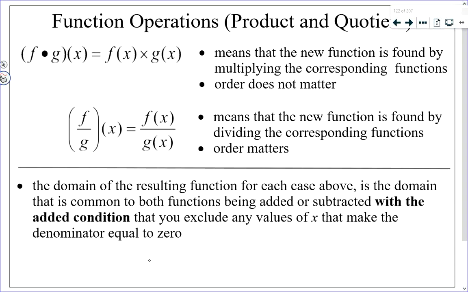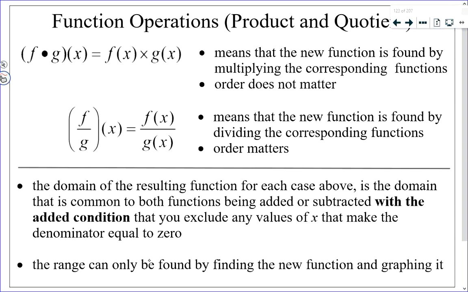The domain of the resulting function for each of the following follows the same domain rule that we use for addition and subtraction, except that when you divide, you're not allowed to divide by 0. So any place in f over g of x, any place g of x is 0, is non-permissible and is removed from the domain.